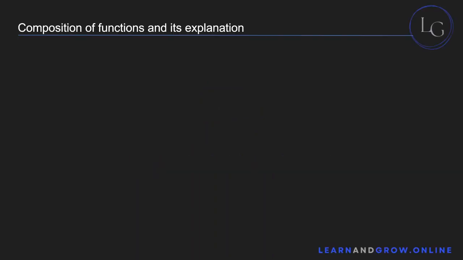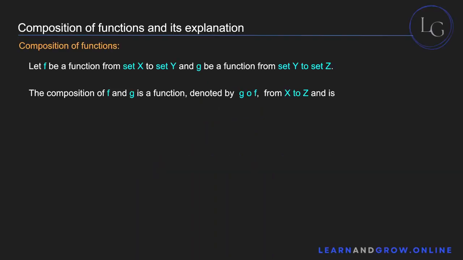Now let's see what the composition of functions is. Let's say that f is a function from set X to set Y, so f of x is equal to y, right? And let g be a function from set Y to set Z, which means that g of y is equal to z.